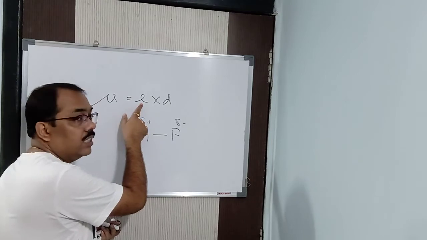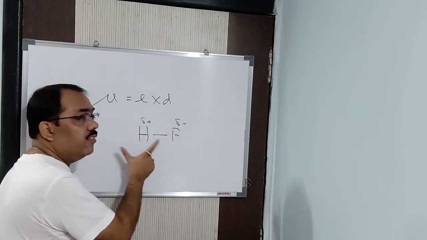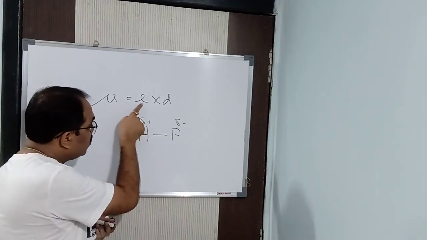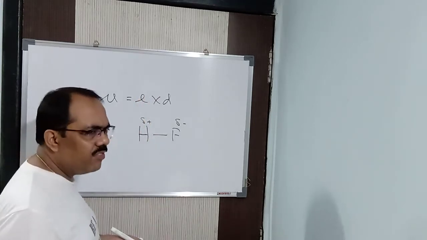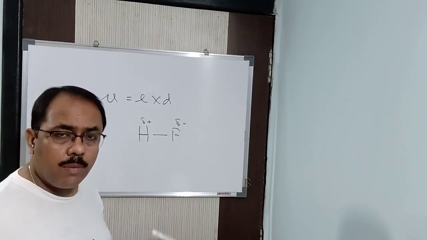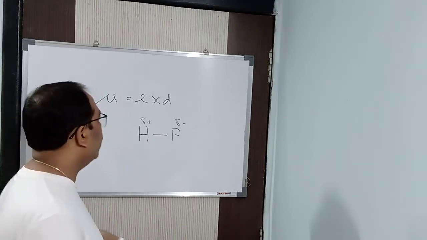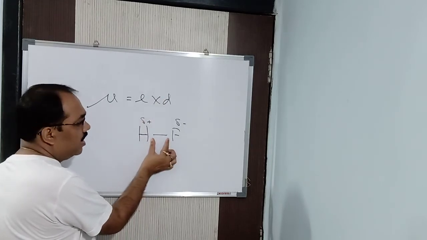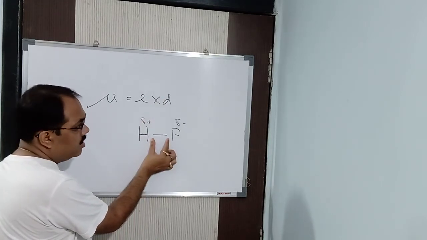That is called e, the net positive or negative charge. Net means a difference. On subtraction of two electronegativities, the answer may be positive or negative, whatever it is. That value you put here. And d is the distance between them, which is the bond length.